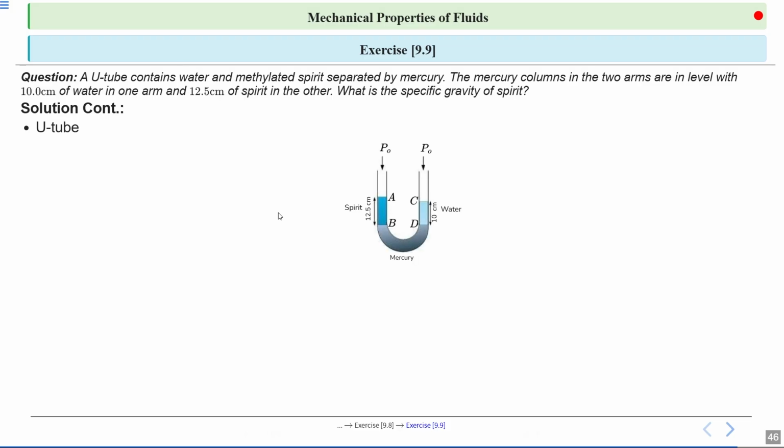Now let's visualize the setup with this diagram. The U-tube's one arm contains water above mercury and the other has methylated spirit above mercury. The mercury acts as a barrier between the two liquids. Pay attention to heights: 10 centimeter of water and 12.5 centimeter of spirit. This picture helps us see how the fluids are arranged and where we compare the pressures. So pressure at point B and D is same. So P naught plus h1 rho 1 g equal to P naught plus h2 rho 2 g. So rho 1 upon rho 2 equal to h2 upon h1.